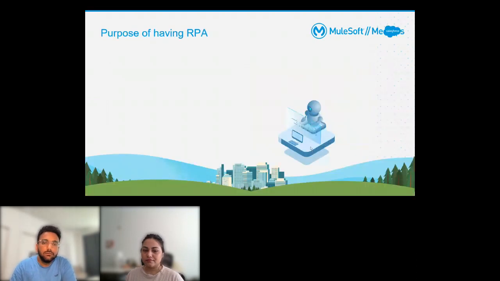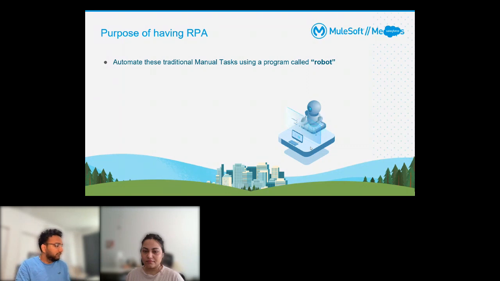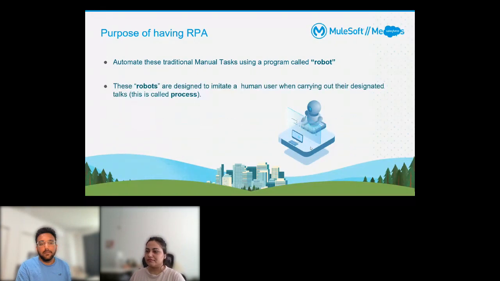So what is the purpose of having an RPA? As we said, we have to automate this traditional manual task using a program called a robot. For example, if we are building some code to integrate between two systems, we call it an API. Here, in MuleSoft terms, we call it a robot. A robot is a program that we write to automate these traditional manual tasks. These robots are designed to imitate a human user when carrying out their designated tasks, which are called processes.